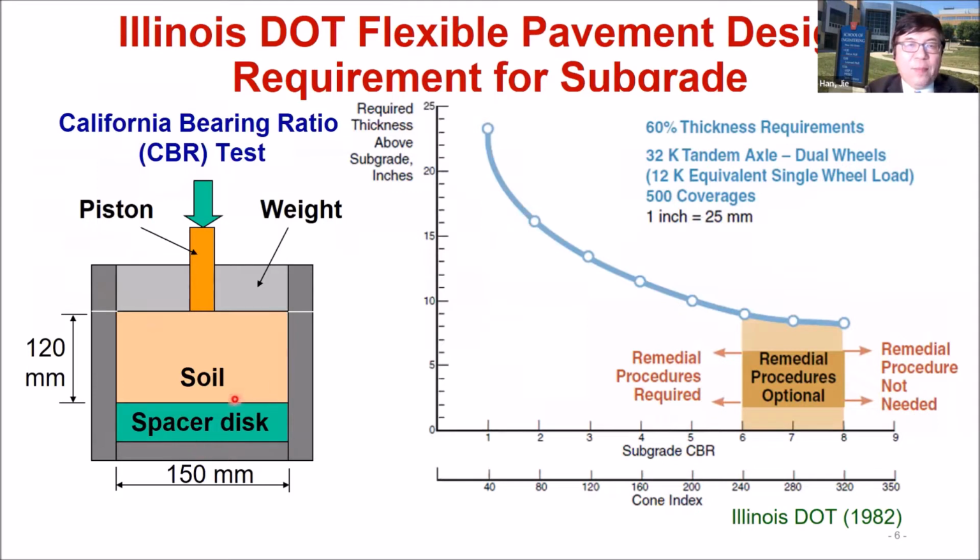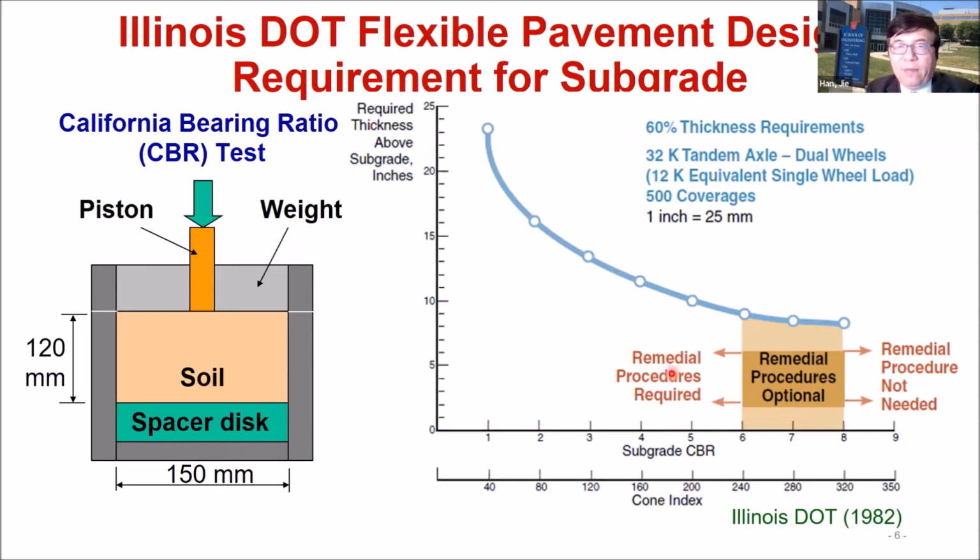So this is the setup for the CBR test. Basically, you're all familiar with the compaction mold. So you compact soil in the mold, and then you place the weight on top, and then you have a piston. So you use the load to push the piston into the soil. It depends on how much load you use to push the piston to a certain displacement, and then you calculate the ratio of the load required to push divided by the standard load to push crushed stone. If the load to push the soil is less than for the crushed stone, then basically the CBR value will be less than 100%. So the lower CBR means the softer soil.